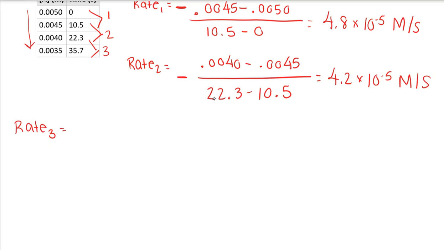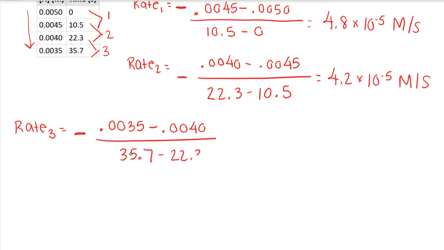And then we're going to do the same thing for the third interval. So my final concentration of interval 3 is 0.0035 molar minus the initial concentration, 0.0040 molar, divided by the change in time, 35.7 minus 22.3, gets me 3.7 times 10 to the negative fifth molar per second.